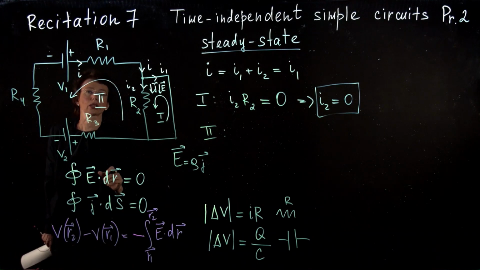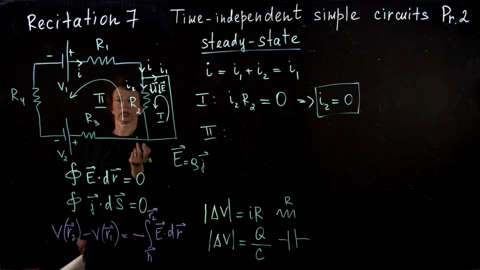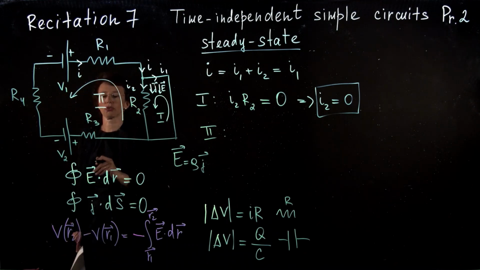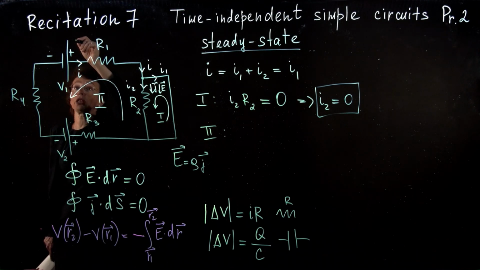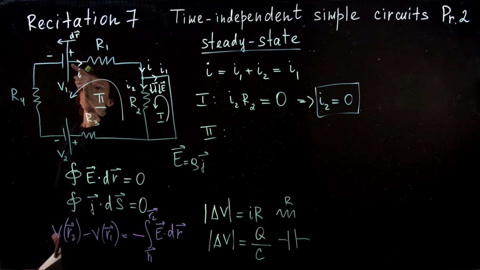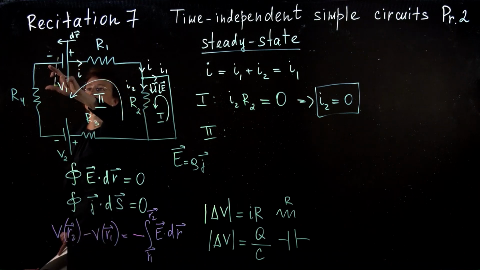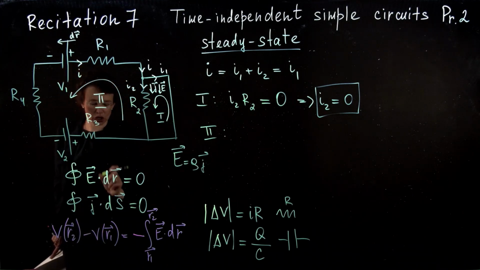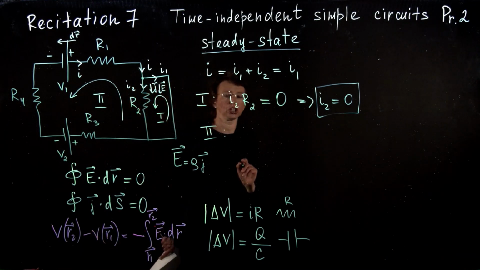Where would you like to start? I will start with this battery V1. I decided to go in the counterclockwise direction. Fine. So we go in the counterclockwise direction, which means this direction for dr. This is dr. From plus to minus, I have a negative change in voltage across the battery. Negative change in voltage means positive change in E dot dr. That's why I put plus. Magnitude is V1.